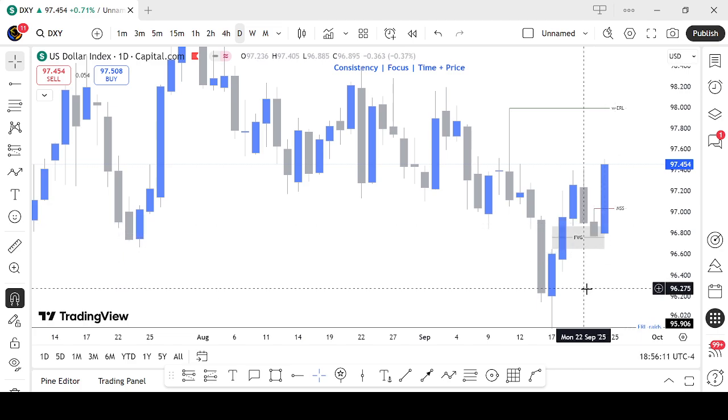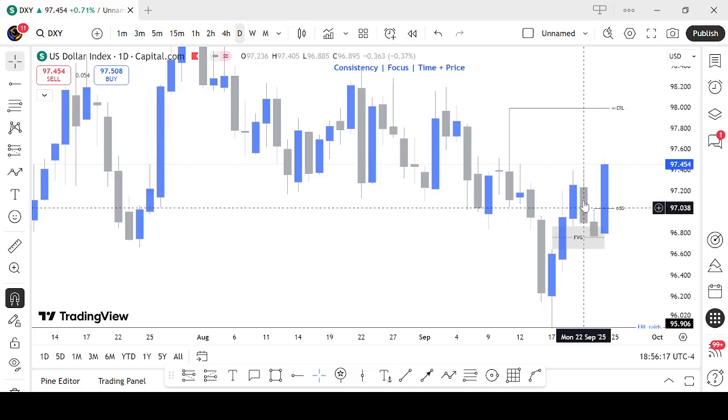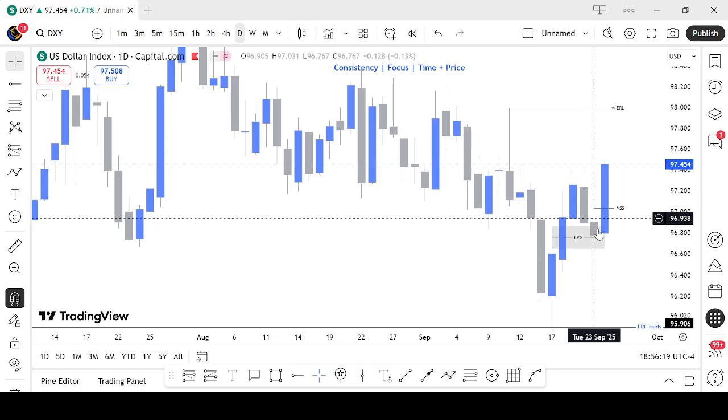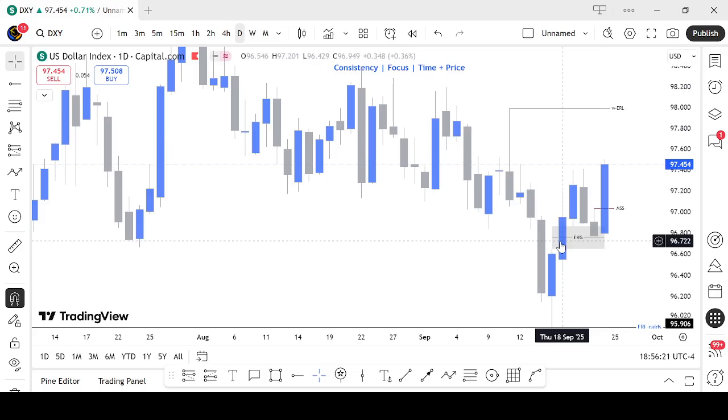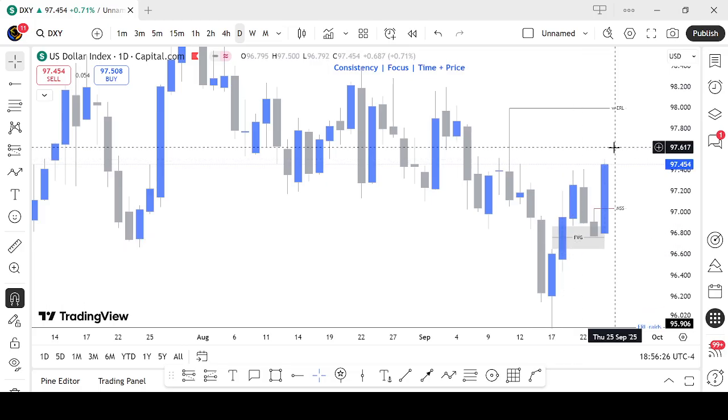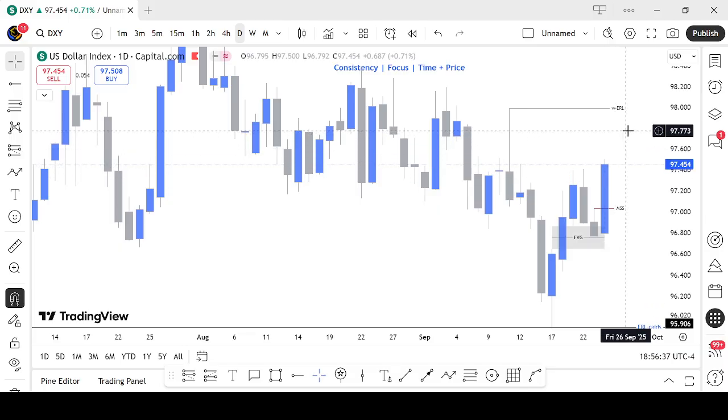Now what do we see? Monday is an accumulation. Tuesday manipulates us into the fair value gap, and Wednesday distributes. Then what? Thursday we create the high of this week, and Friday will now give us lower prices.